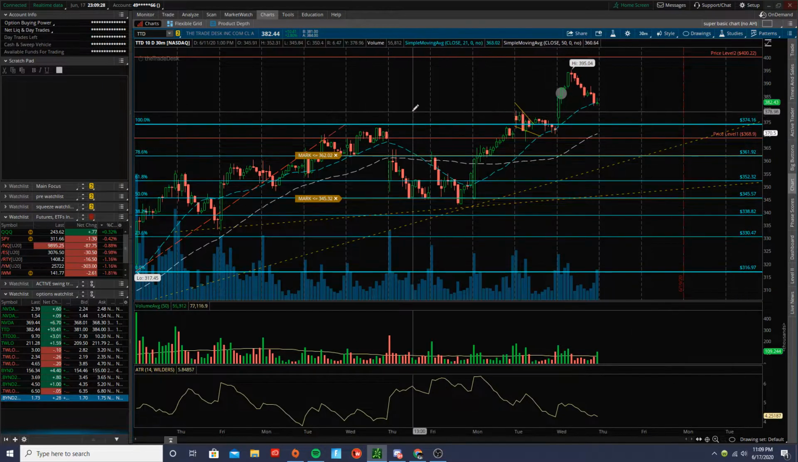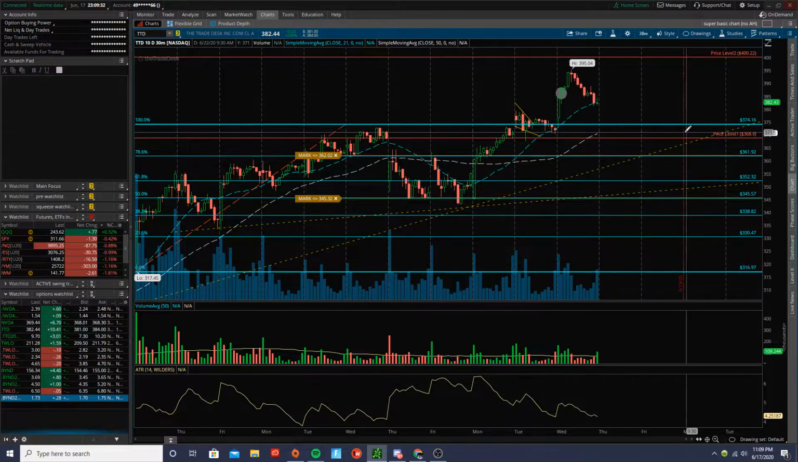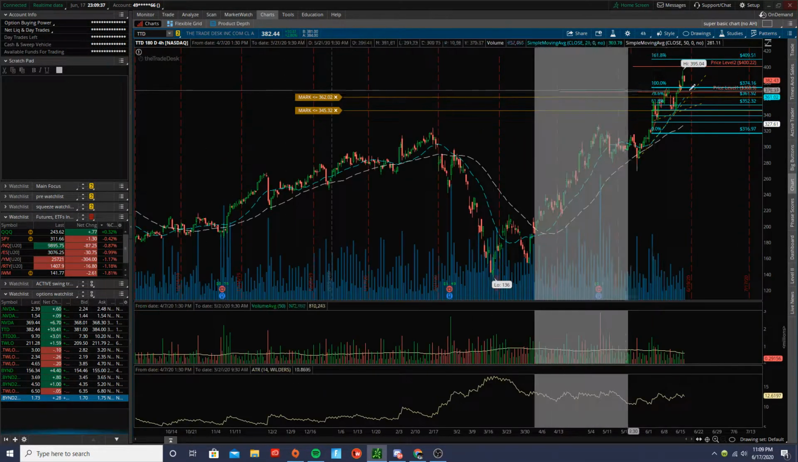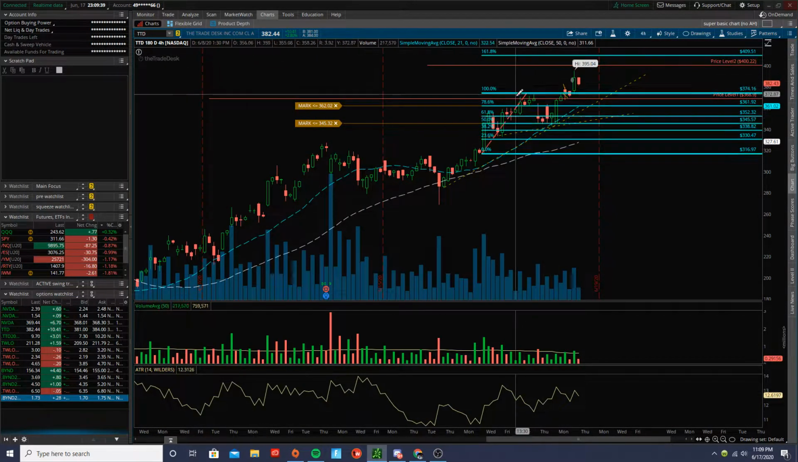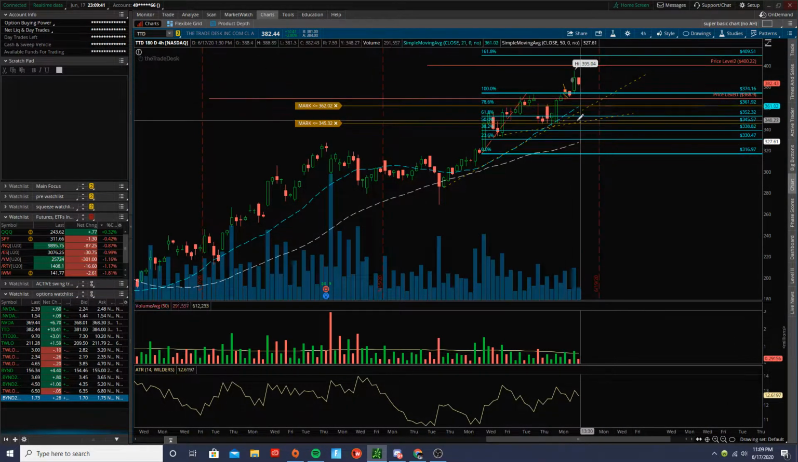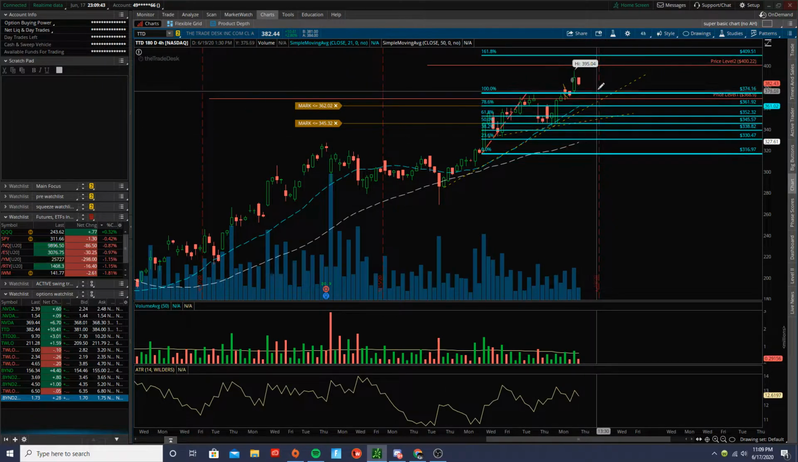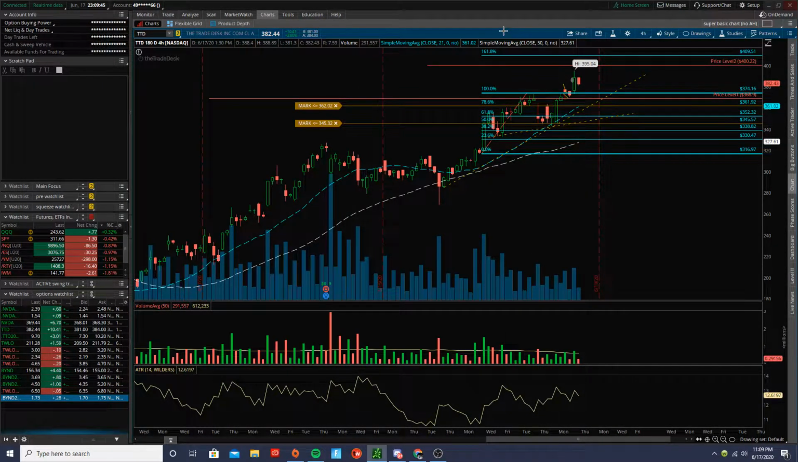If you're playing TTD or are looking to get back in, I would look for a retest of the 374 area first, or this trend line right here. We're still holding this trend line really well, and I expect us to eventually come back down and retest it if we don't hit 400 by Friday.